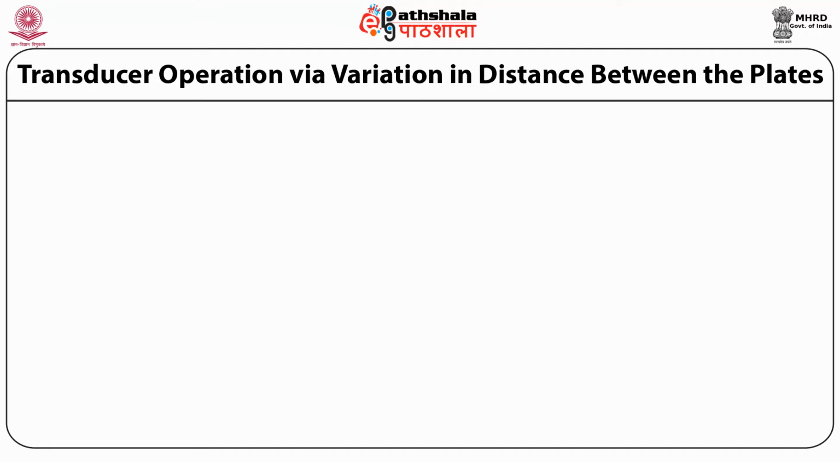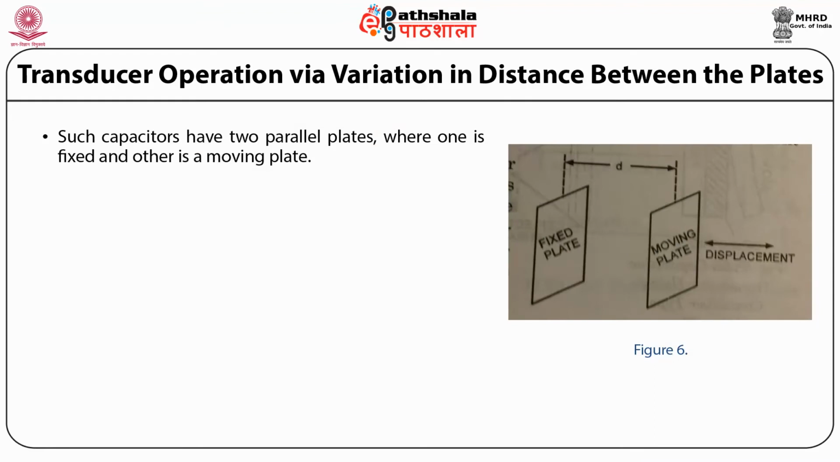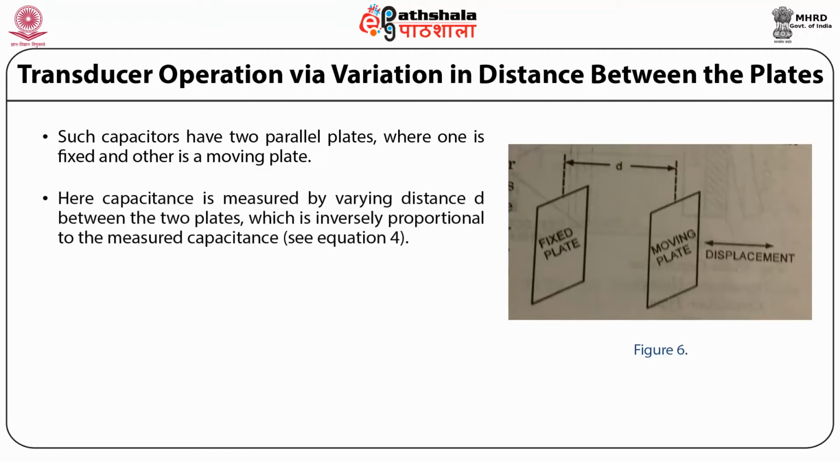Transducer operation via variation in distance between the plates. Such capacitors have two parallel plates, where one is fixed and the other is a moving plate. Here, capacitance is measured by varying distance d between the two plates, which is inversely related to the measured capacitance. This can be seen in equation 4.